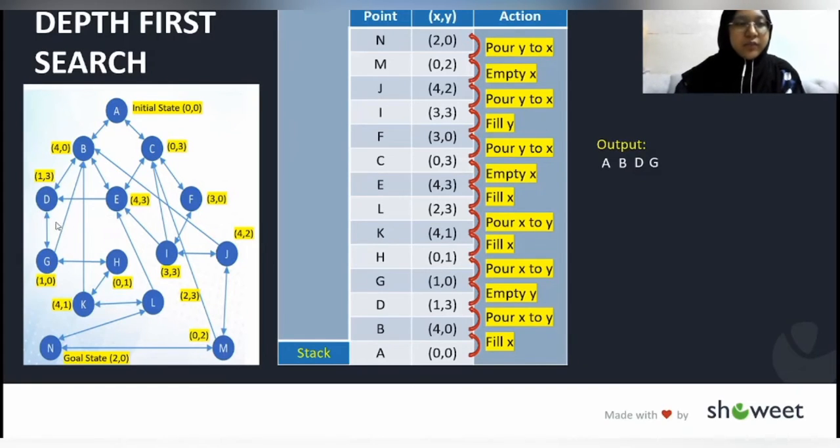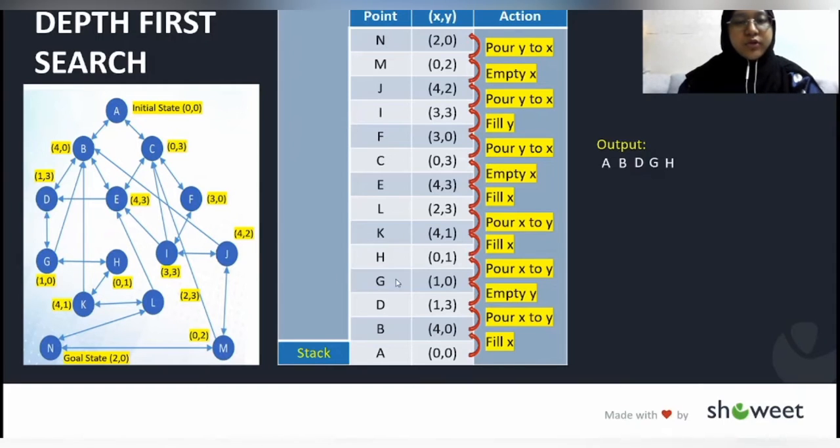Next, from G, we can go to B, D, or H. So we choose H and put it on the stack. From G, we pour the 1 from X to Y. So we get 0 in X and 1 in Y. Next, from H, we can go to G or K.